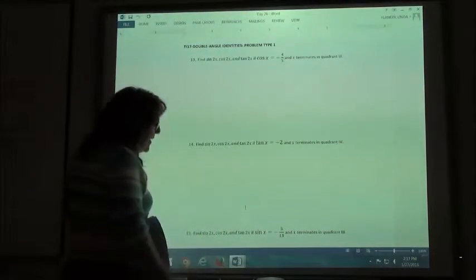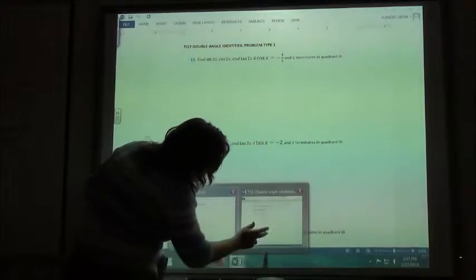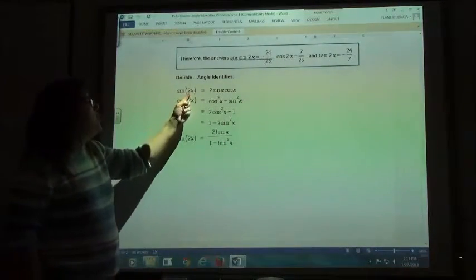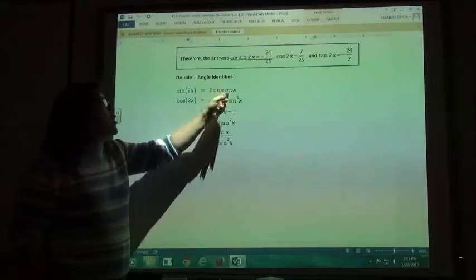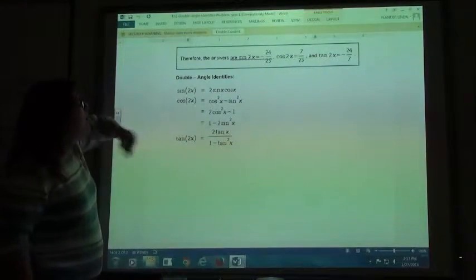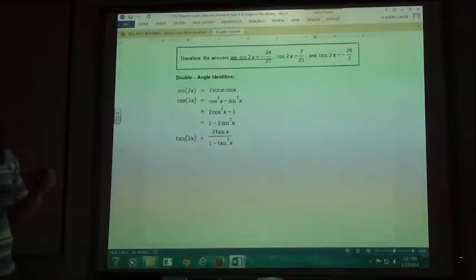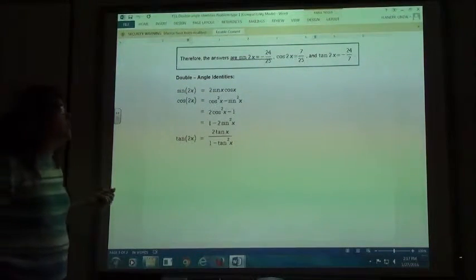13, 14, and 15, we are doing the double angle identities. So again, if I go to my note sheets, my double angle identities, the sine of 2x is 2 sine of x cosine of x. Cosine of 2x, I actually have 3 different formulas. They're all Pythagorean identities, which are switched around.